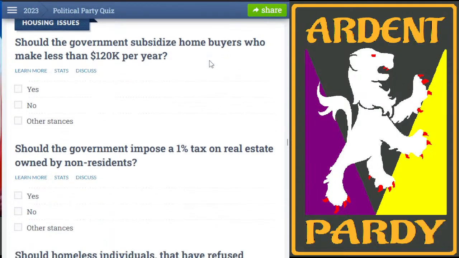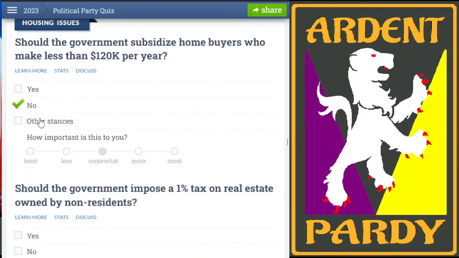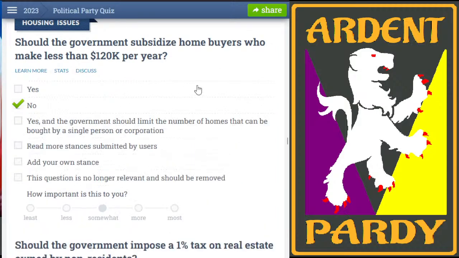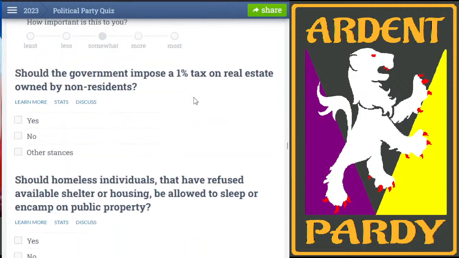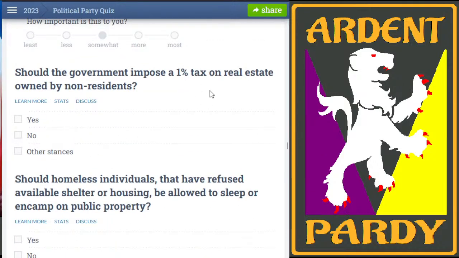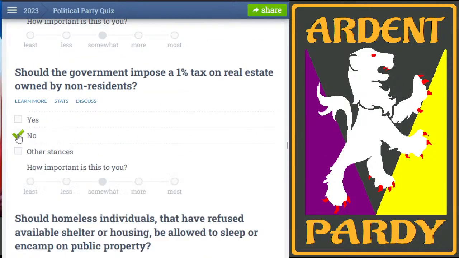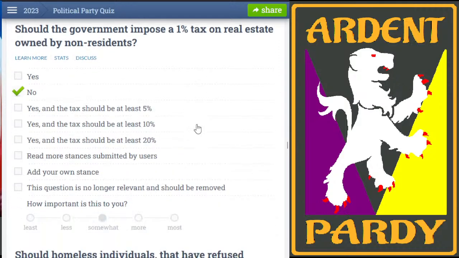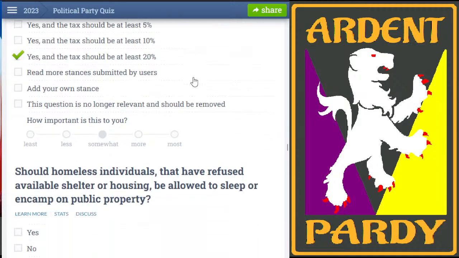Housing. Should the government subsidize home buyers who make less? No, the government should not be subsidizing anybody. Okay. Should the government impose a 1% tax on real estate owned by non-residents? No, it should be way higher. There we go. If you don't live in this country, fuck you.